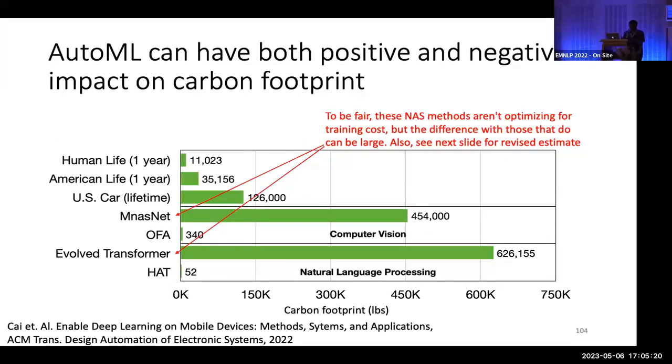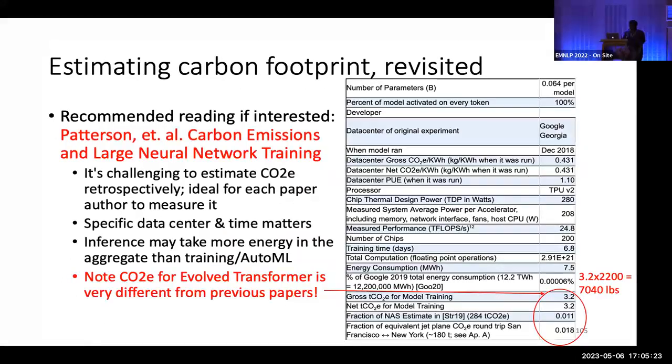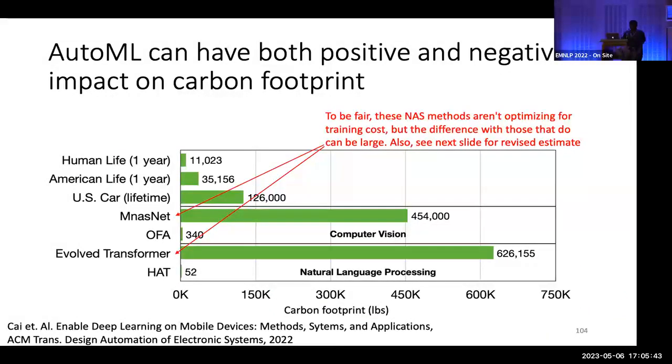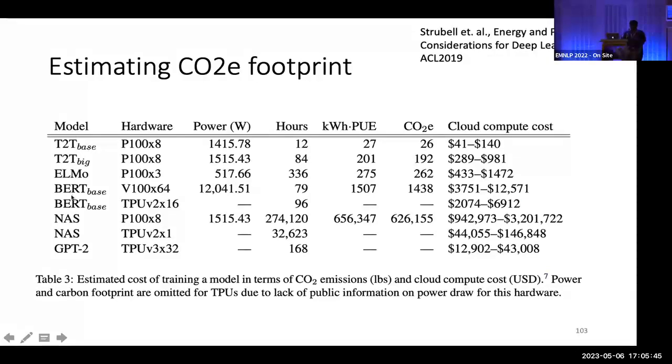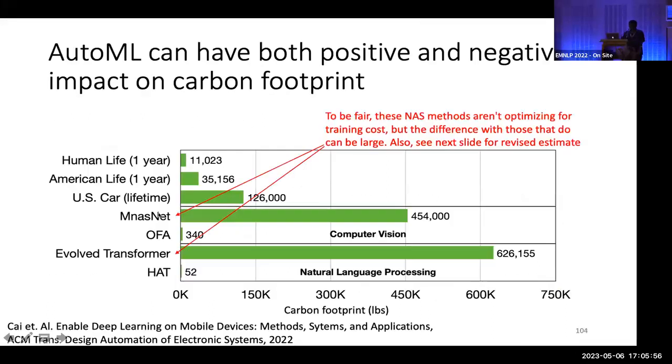Now I should mention a second paper came along by Patterson et al. And they were basically a rebuttal against the first paper. They're saying that it's actually challenging to estimate the carbon footprint retrospectively, because you don't know when the authors trained these models, what was its PUE? What was the electrical usage, right?